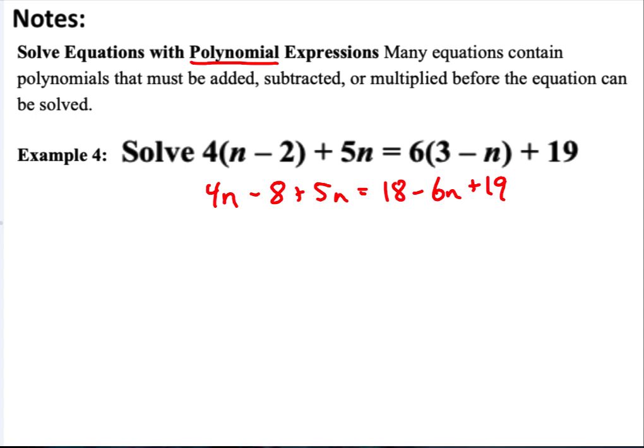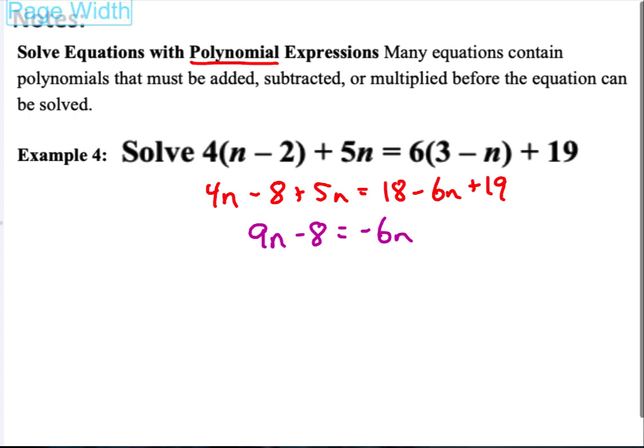Next step is always to combine any like terms together. So 4n and 5n is 9n minus 8. And I have negative 6n, and then 18 and 19 is 37.